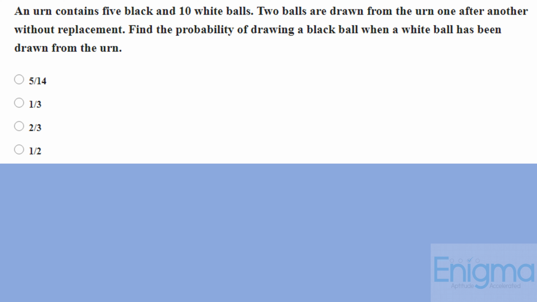Now at the start there are 15 balls, but now a white ball has already been drawn. That means there are only 14 balls remaining. So total outcomes are 14. Now the question asked is, find the probability of drawing a black ball. Now we have 5 black balls remaining. So favorable outcomes are 5. So our final answer is 5 upon 14.